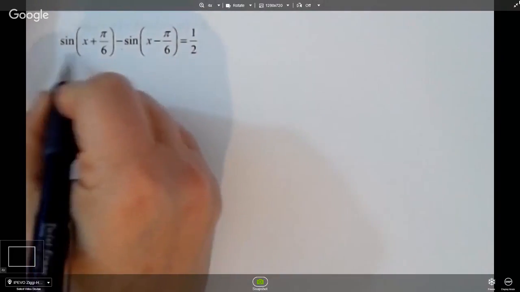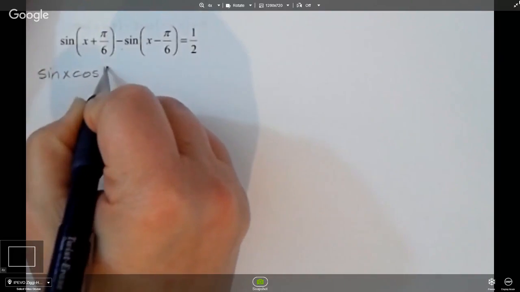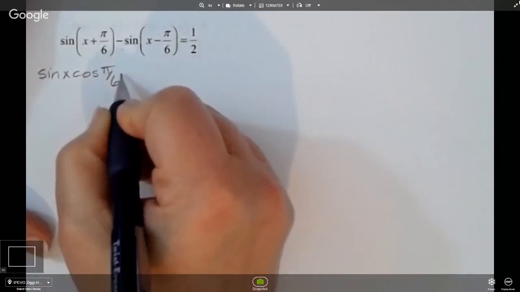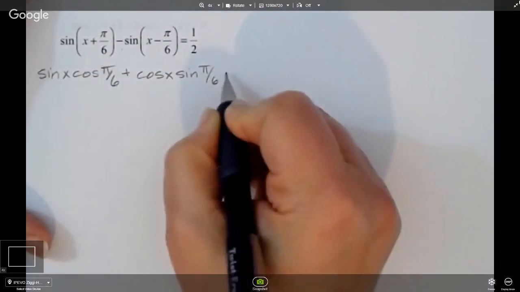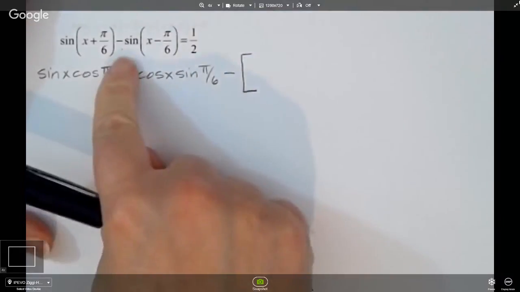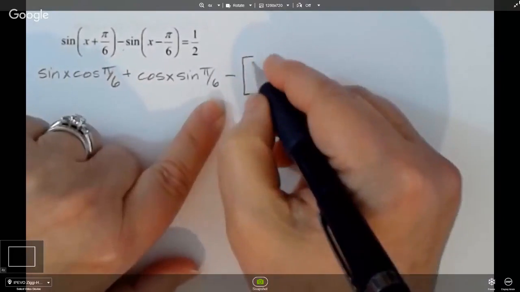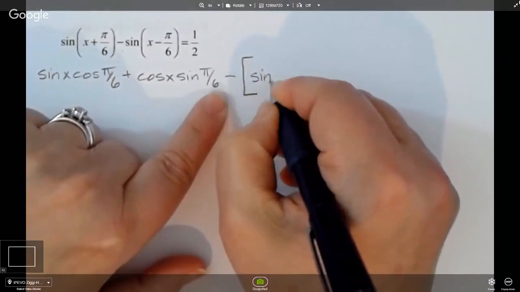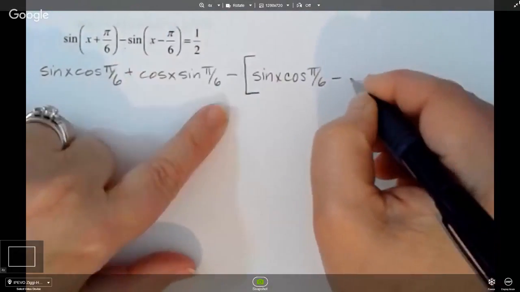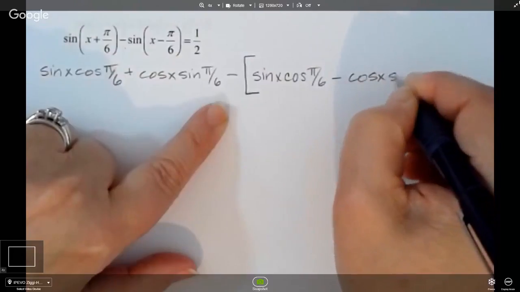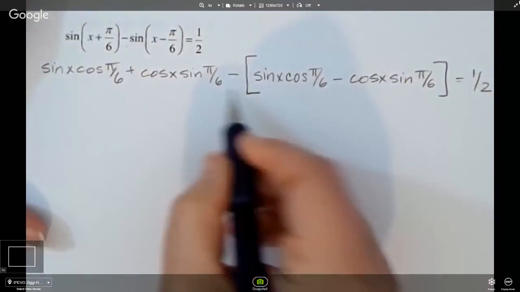So what we're going to do is expand this first one, which will be the sine of x cosine of pi over 6, keeping the signs the same, plus cosine of x sine of pi over 6, minus, now I like to put a big bracket here so that I know I have to distribute the negative. And when I do that, I get the sine of x cosine of pi over 6, keeping the signs the same, minus the cosine of x sine of pi over 6, equals 1/2. And now I'm going to distribute the negative.